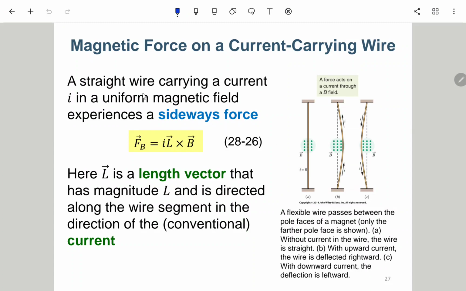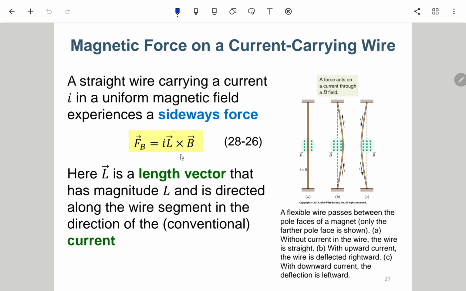Okay, so this part is about the magnetic force on a current carrying wire. I would say this is another form of the Lorentz force. Here it says a straight wire carrying a current I in a uniform magnetic field experiences a sideways force F_B. It still uses the term F_B, but it equals I L cross B.